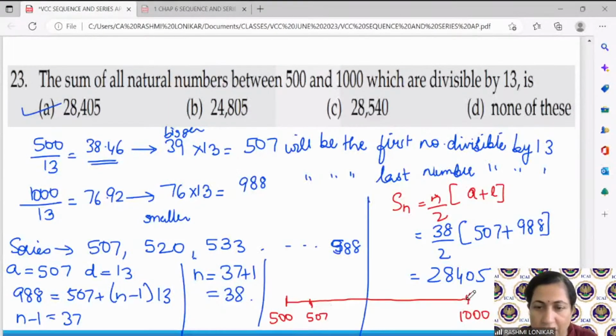Similarly, 1000. I can go down, 1000, then 999. If I divide 999 by 13, what will I get? I get 76.84. Then 998, 997. So here I get 988. So from here, 507, then 520, then 533. Numbers are like this on the number line. So I have to take bigger than 500 but less than 1000. Understood?